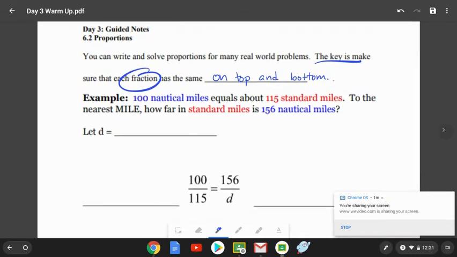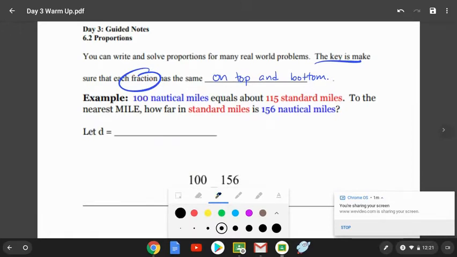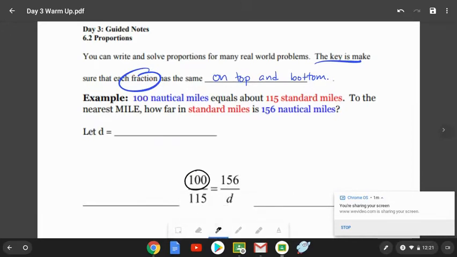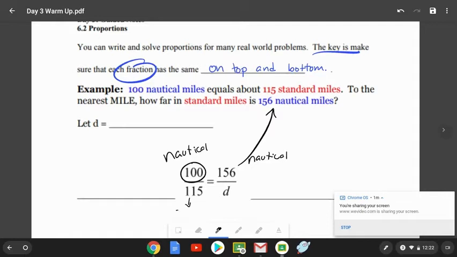So what we've identified in this particular question, this 100 represents nautical miles. And the 156, if you look, also represents nautical miles. Just want to make sure that you have the same things on top. In this question, we have nautical on top in both fractions, and on bottom, we have standard miles. The 115 represents standard, and so does D, which is what we are trying to find: standard miles.